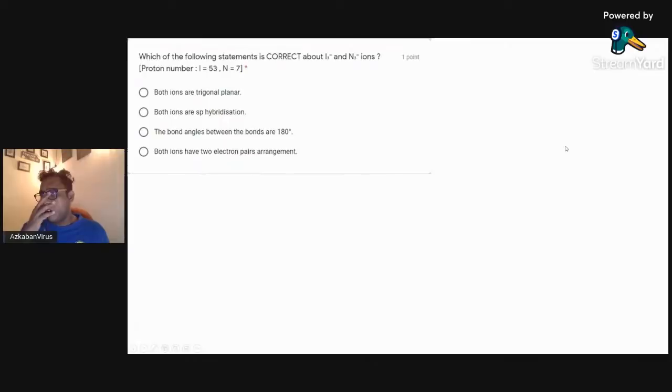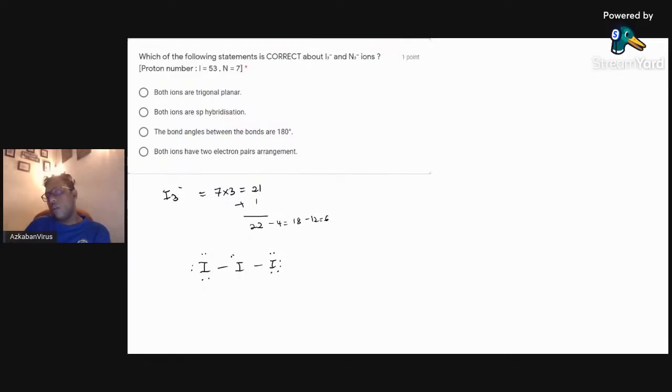Next question. I3 minus and N3 minus. So we have to draw their structures first. I3 minus has 7 valence electrons each. 1, 2, 3, 4, 5, 6, 7, 8, 9, 10, 11, 12. 1, 2, 3, 4, 5, 6. Okay, N3 minus next.